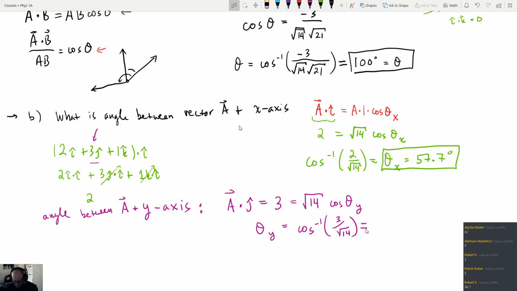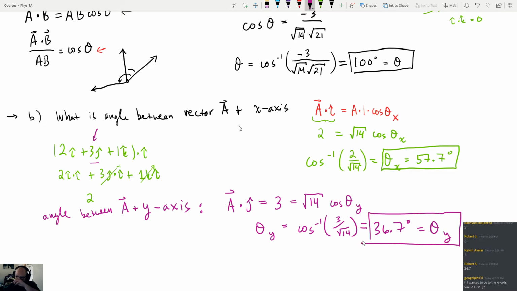Okay, so you've got some problems on the lab manual homework as well as on your regular homework, I believe, that are going to ask questions like this. And it really just comes back to using the dot product. This gives us 36.7. And you could go on and find the angle with the z-axis if you want to by using k hat. Yep, that's right, Googleplex. If you want to use the negative y-axis, you would use negative j hat. That's exactly right.